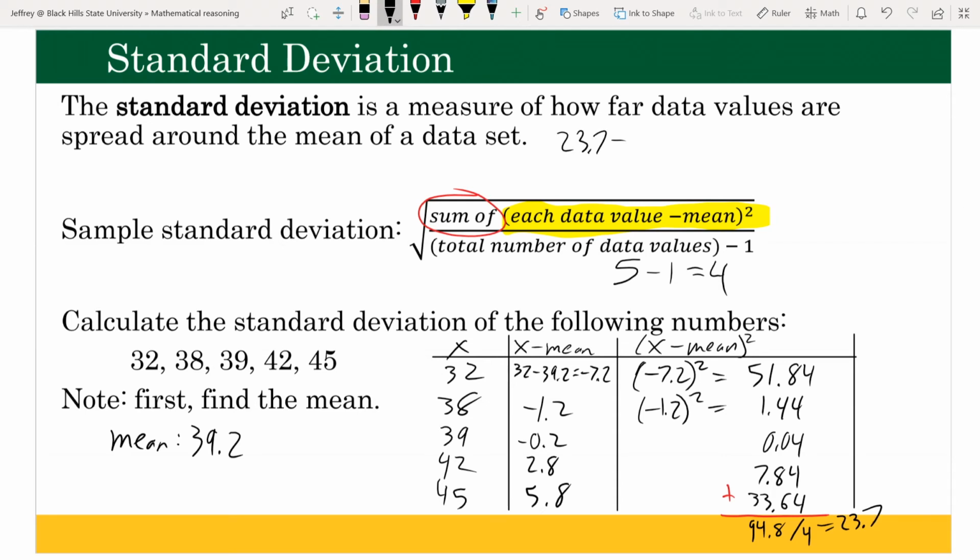23.7 actually gives us the variance, which is simply the standard deviation squared. So if we take the square root of 23.7, which will give us a not very fun number, we get 4.868, and this is our sample standard deviation.